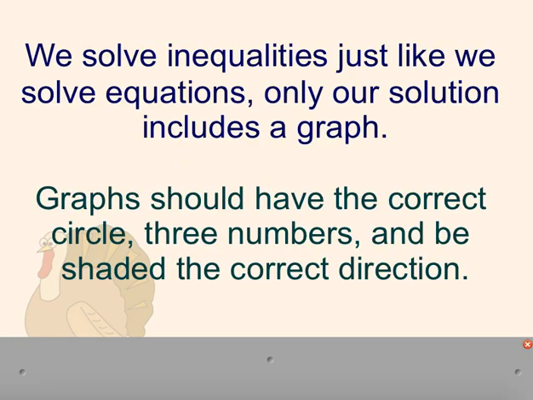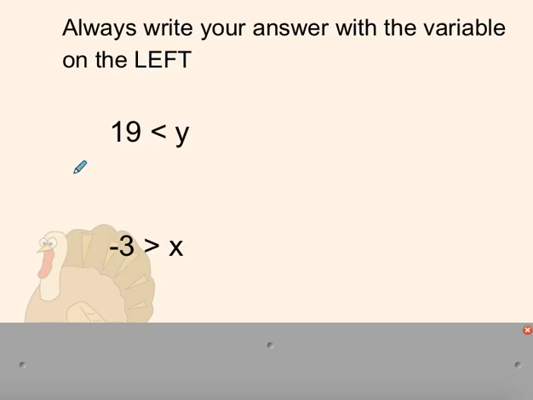So just remember, when we solve inequalities, just like we solve equations, our solutions include a graph, and we do those opposite operations just like we use with our normal equations. Graphs, make sure that you have the correct circle. It has at least 3 numbers, and we are shading in the correct direction to include all of those solutions. Because remember, inequalities don't just have one solution like an equation. They have an infinite number of solutions, actually.